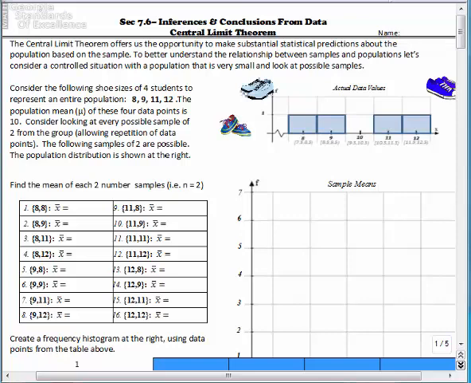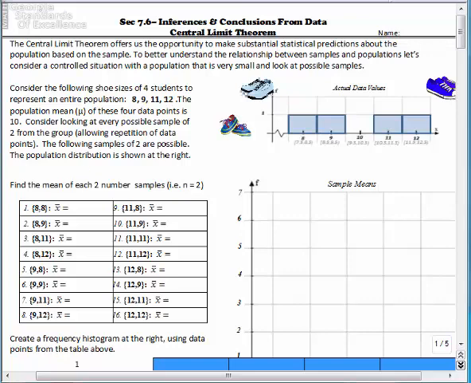We could also look at every possible sample of size 2 with replacement. What that means is I'm randomly going to pick one of these numbers, like let's say I randomly pick the 8, and put that down in my sample, and then I put it back, and then I randomly pick another number, and I could potentially pick the 8 again, so that's sampling with replacement. So this chart here represents every possible sample of size 2 from that population.